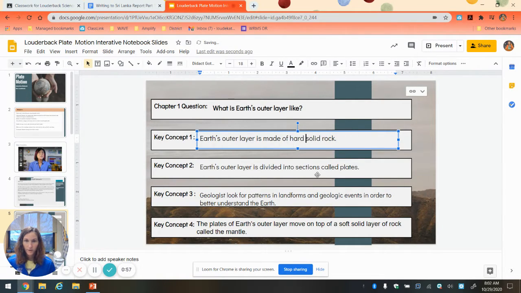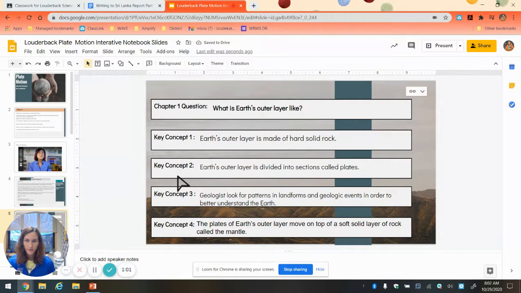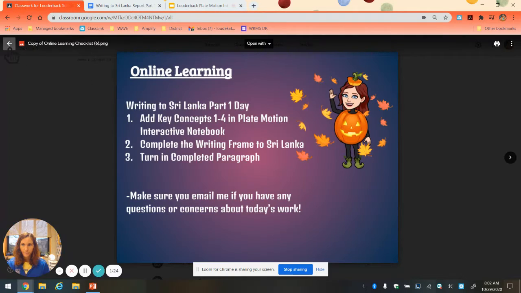Okay. Then key concept 2, Earth's outer layer is divided into sections called plates. Key concept 3, geologists look for patterns in landforms and geologic events in order to better understand the Earth. And lastly, key concept 4, the plates of Earth's outer layer move on top of a soft solid layer of rock called the mantle. So we're going to take all of this information and we're going to work on making our paragraph in Google Classroom.